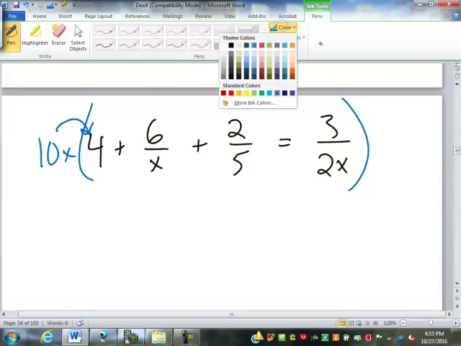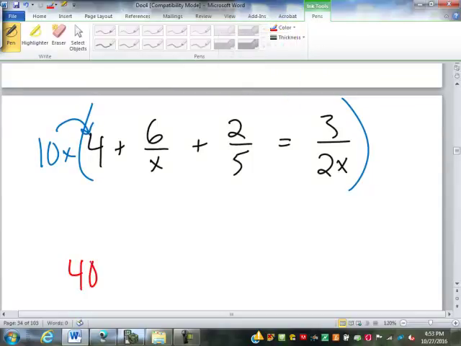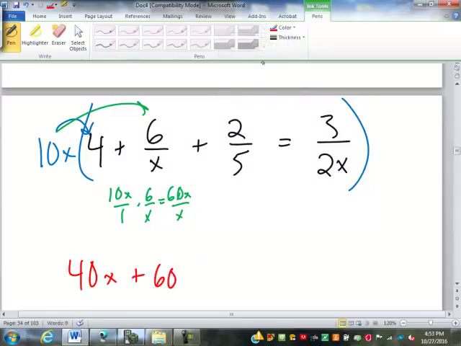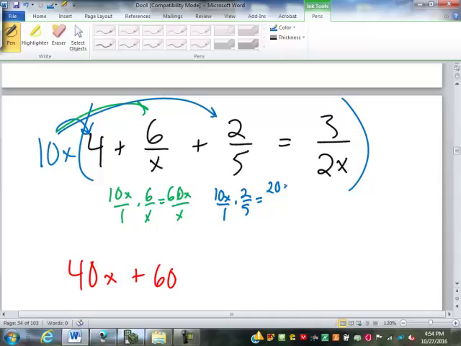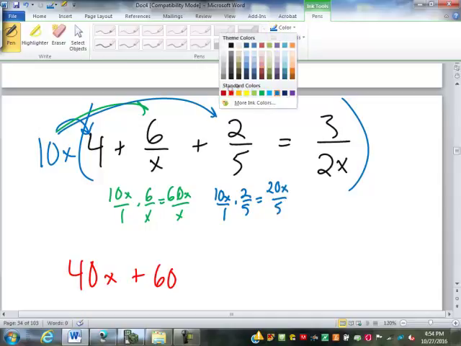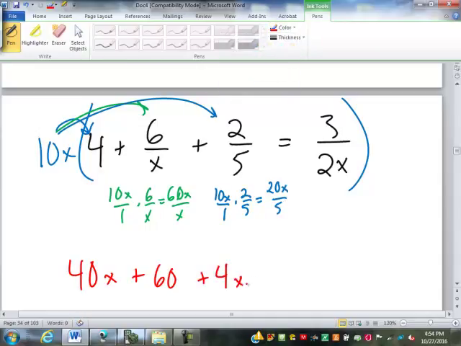So 10x times 4, 40x. 10x times 6 over x. 10x over 1 times 6 over x is 60x over x, which divides out to be just 60. 10x times 2/5. 10x over 1 times 2 over 5 equals 20x over 5, which divides out to be 4x.